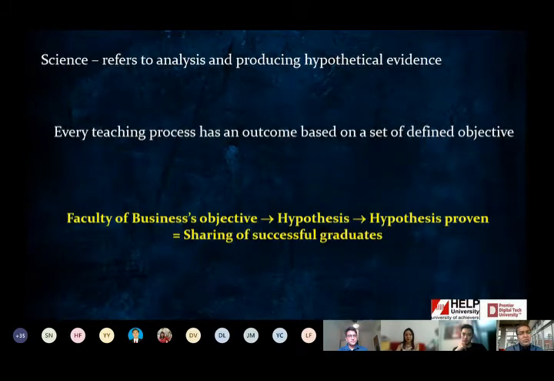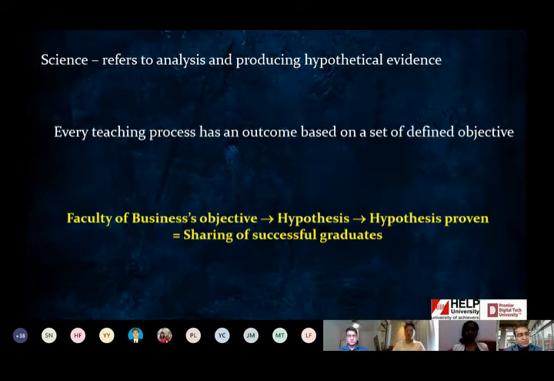Now, basically, what is science? Science is basically defined as a study of nature and behavior of natural things and the knowledge that we have obtained about them. And in science, commonly theories are used, hypotheses are tested. So every teaching and learning has an outcome which matches the objectives determined. Similarly, our faculty and university share a common objective of producing graduates who are competent in all aspects to match the requirement of the corporate world.